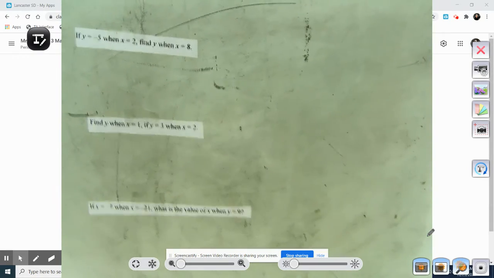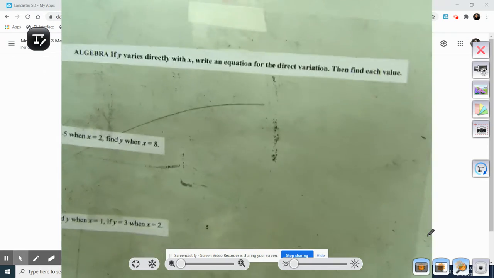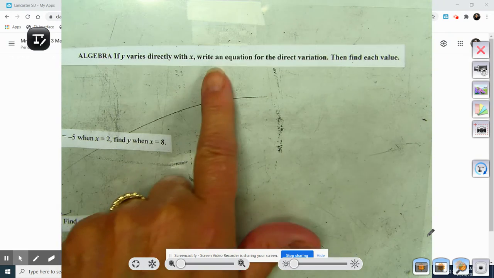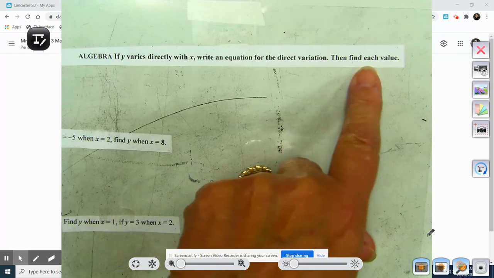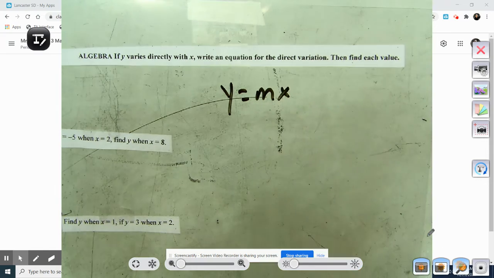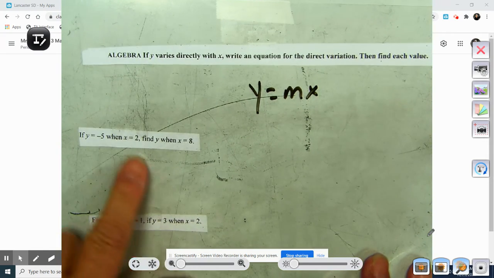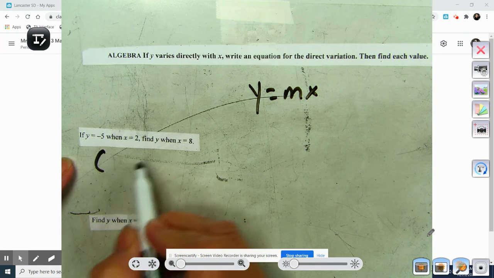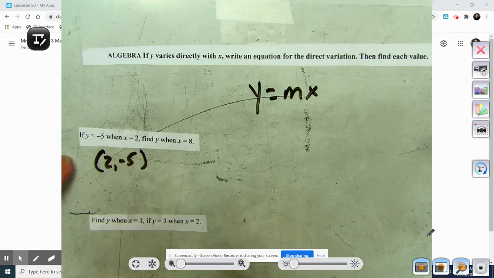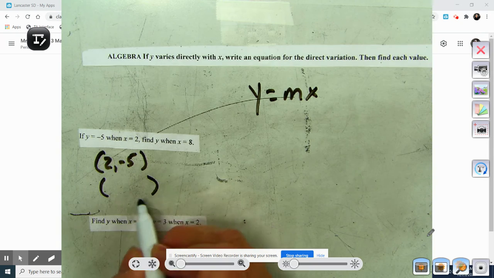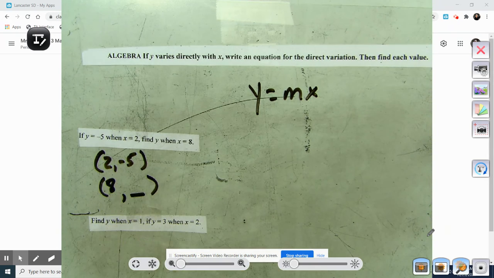Okay, one more time. You might be asked instead to algebraically determine whether or not, so here you're asked, if y varies directly with x, write an equation for the direct variation, then find the value. So y equals mx. We start here. Okay, just like we did on the other one. We have a point. If y equals negative 5 when x equals 2. So this would be 2, negative 5. Find y when x equals 8.